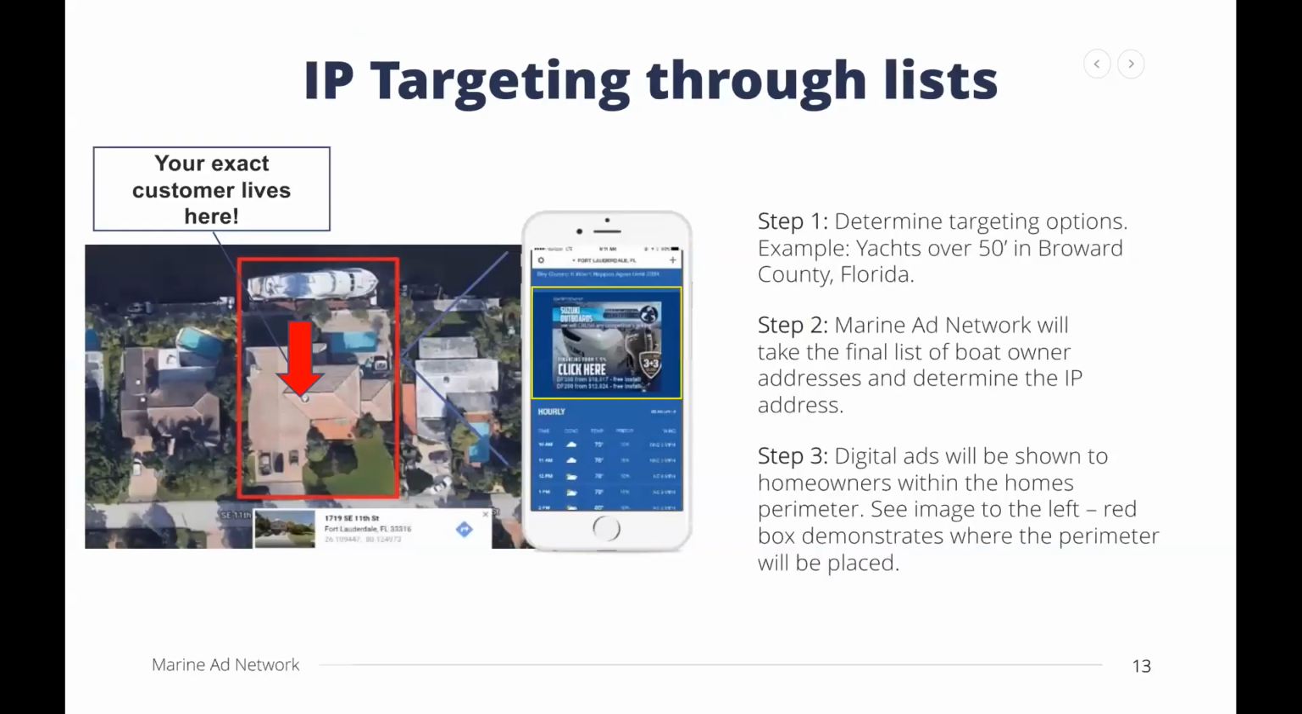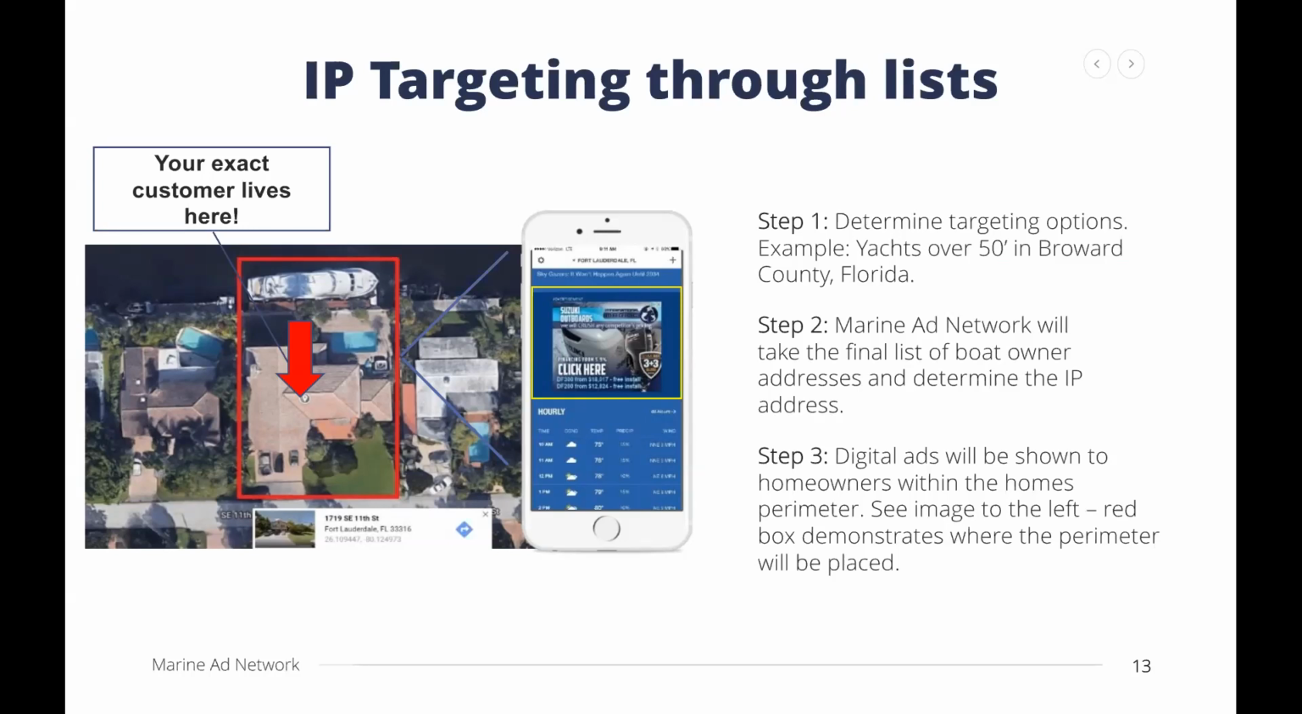All right, so this is the second product that I want to talk about. This is IP targeting through lists. The difference here is that we're not using a store location. We're not using a past event. We're actually using a list. So we can get these lists in one or two different ways.